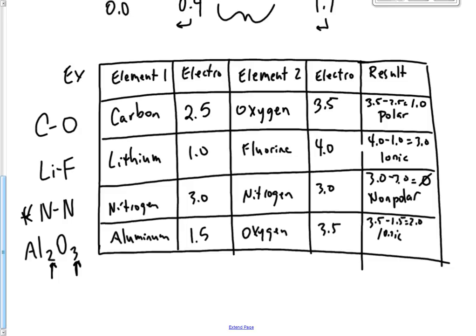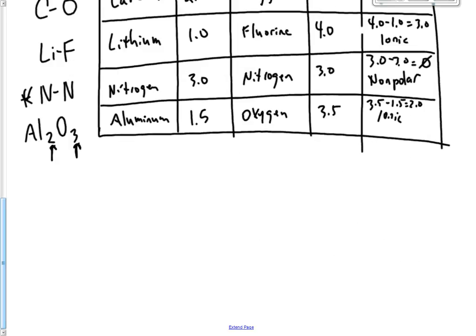Okay, and the reasoning behind that is because if one of these bonds is polar, they're all going to be polar, so the whole thing is going to be polar. If one of these bonds is ionic, all of them are going to be ionic, and the whole thing is ionic. Okay, so you don't have to calculate every single bond that's in there, just calculate one of them. Okay, so that is determining polarity using the electronegativity values.